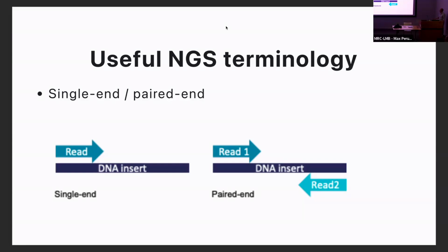The paired end reads are a little bit different. You have two reactions which are taking place. One reaction will read the insert from one end, and then the other reaction will read the DNA from the other end, like so. And these two reads may or may not overlap. It just depends on the length of the DNA insert and the length of the read. So that's the idea.